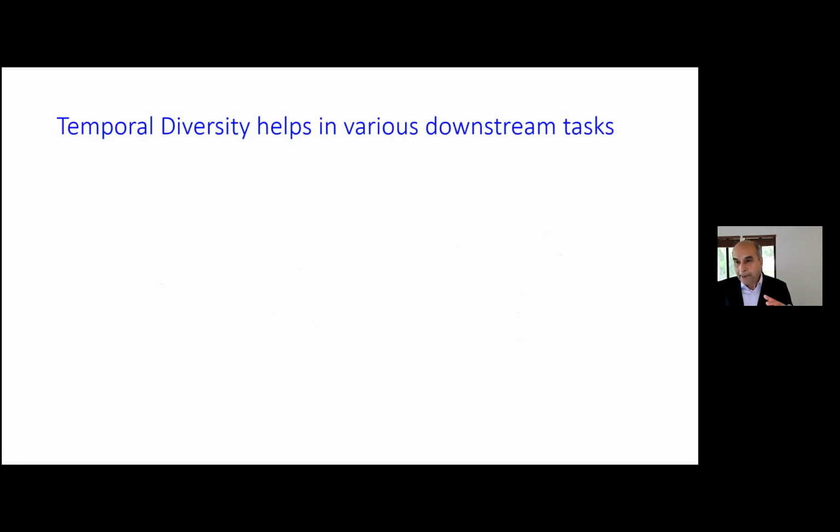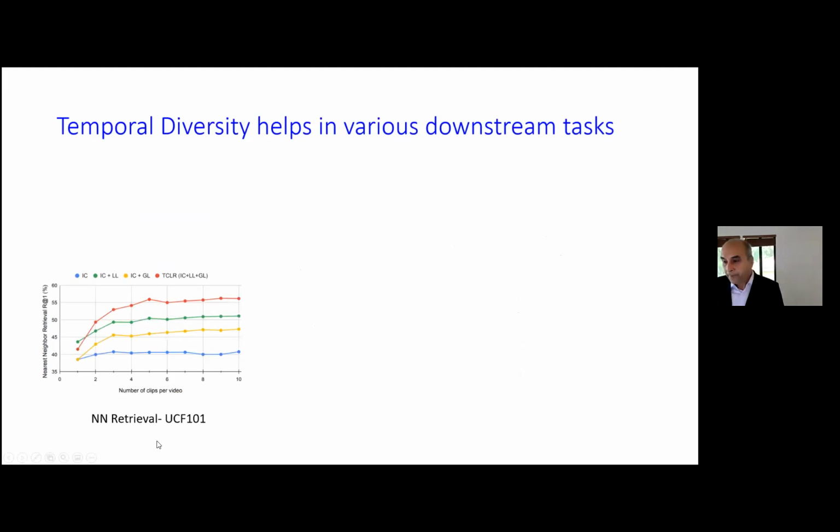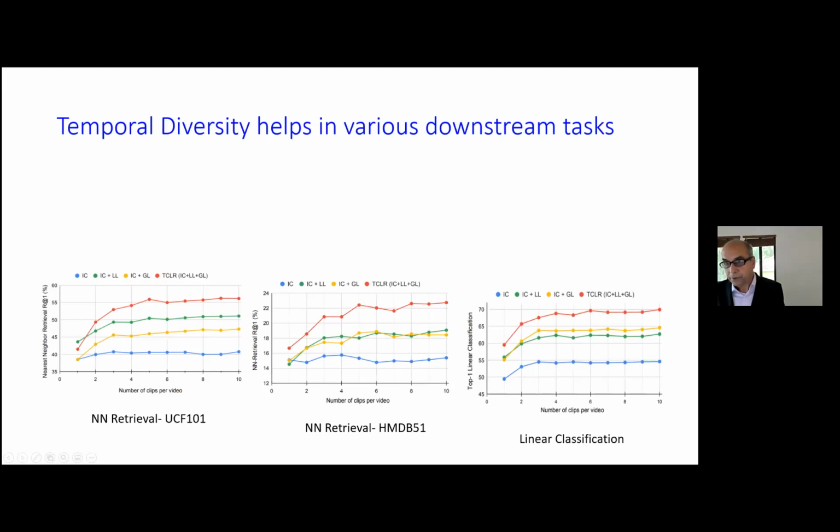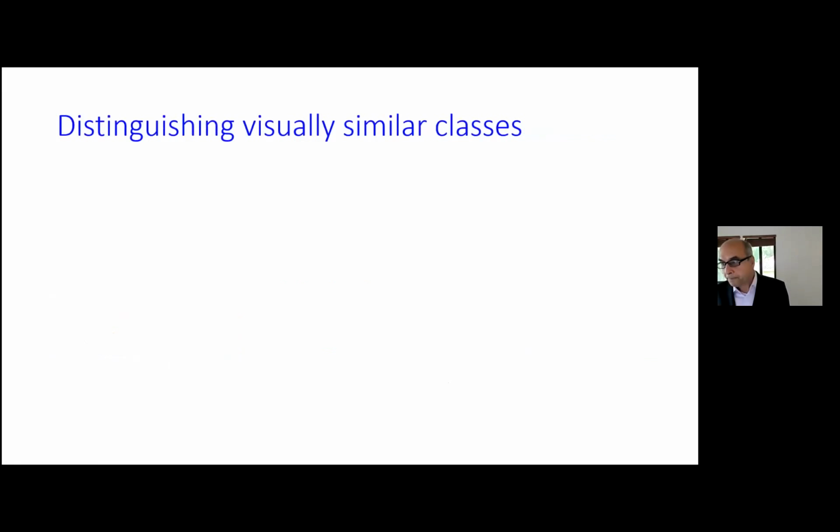So also, as I said, the main contribution of our work is that we want to bring in temporal diversity. And here, with nearest neighbor retrieval, as you see, when we add some more clips, we improve significantly compared to only IC or some other methods, IC and local, global. This is the same phenomenon for nearest neighbor retrieval and for linear classification, which tells you that using more clips per video will help us.